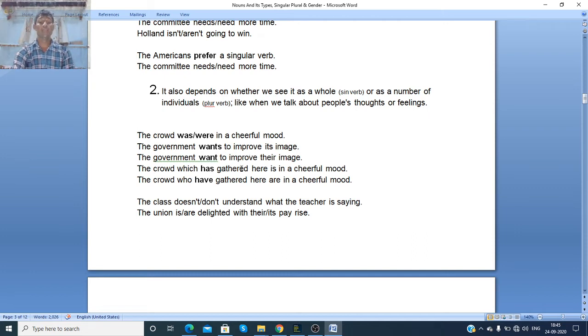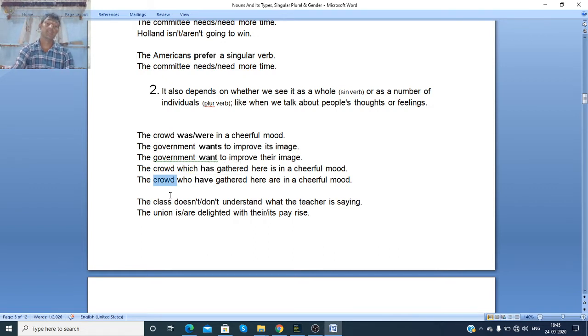The crowd which has gathered here is in a cheerful mood. When we see that all of the crowd is in a cheerful mood, all of the people are in a cheerful mood, we use the singular verb "has". And when we see that some are in a cheerful mood and some are not, then we will use a plural verb for the collective noun crowd. The crowd who have gathered here are in a cheerful mood.